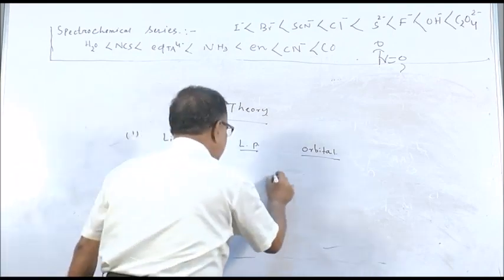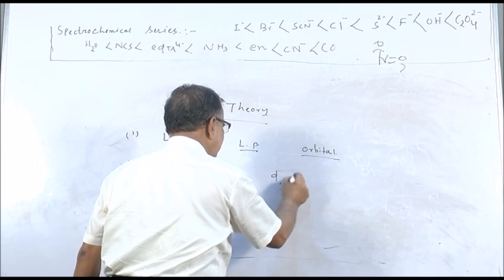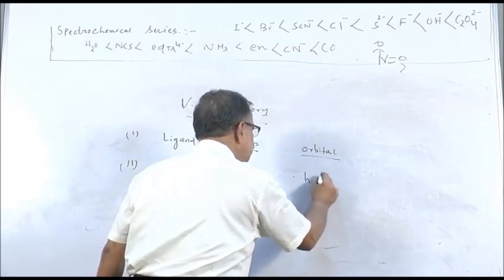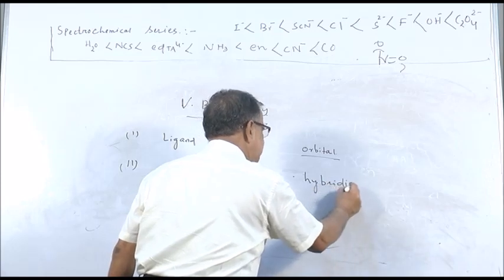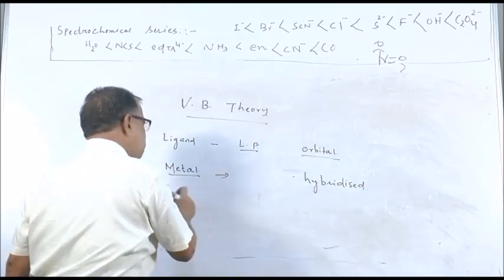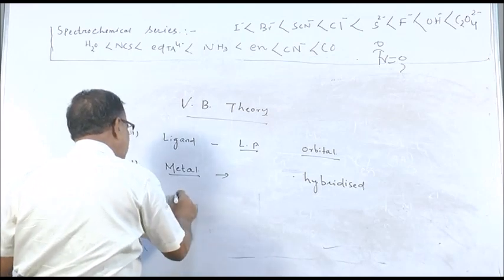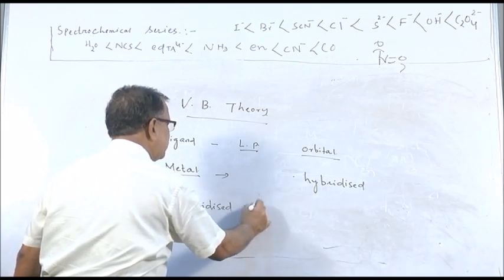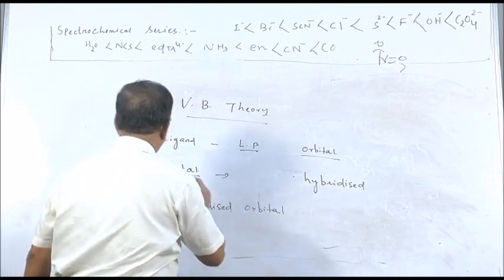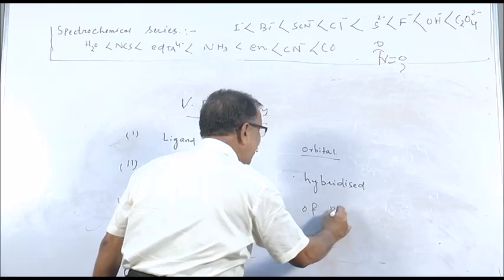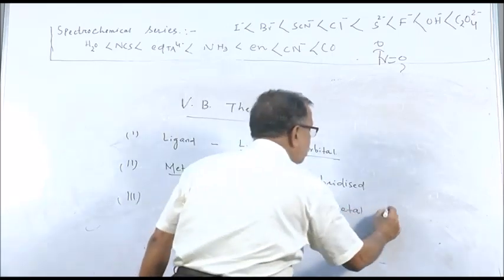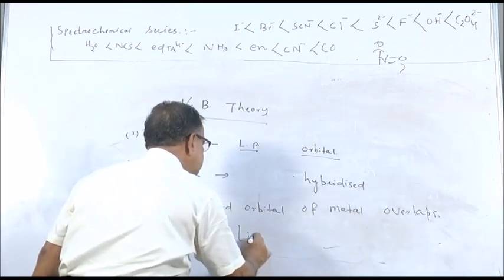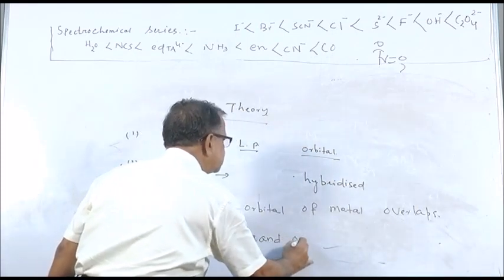Metal has d orbitals and s orbitals. First, the metal orbitals are hybridized. Then, the third point: the hybridized orbital of the metal overlaps with the ligand orbitals.